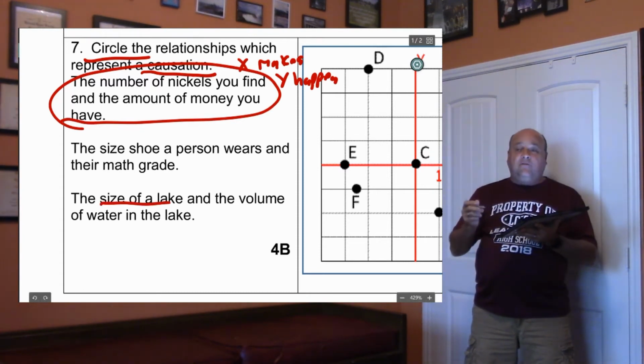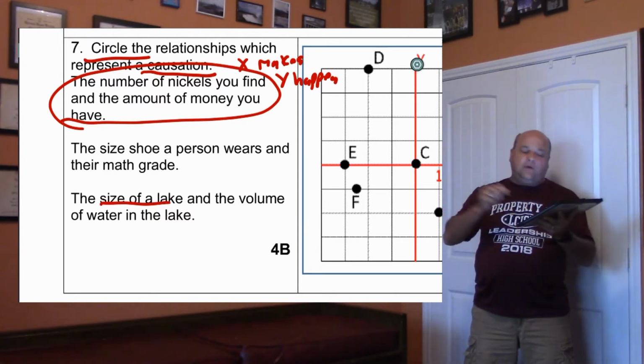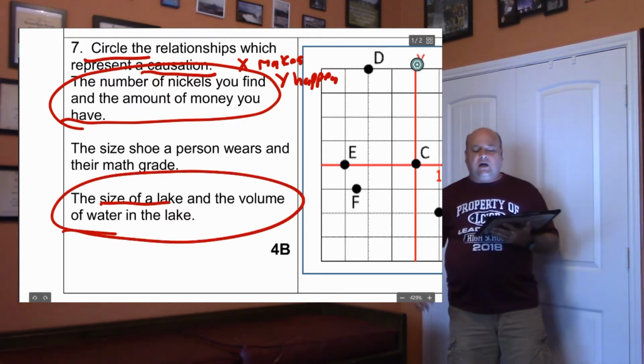The size of a lake and the volume. Ding, ding, ding. The bigger the area, the more the volume. That makes sense. That is a causation.